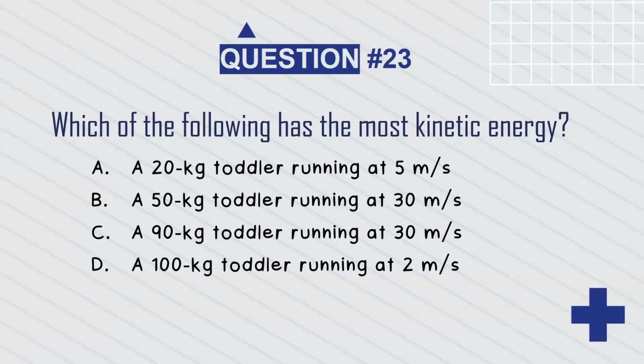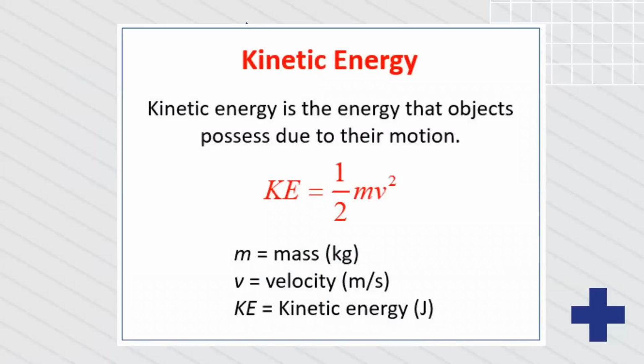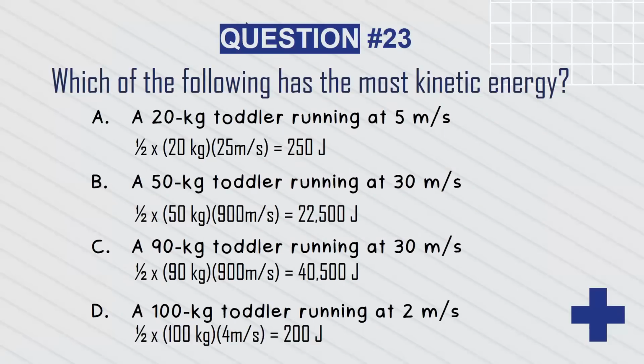So how do we get the kinetic energy? So what is kinetic energy? Kinetic energy is the energy that objects possess due to their motion. So the formula to get the kinetic energy is KE equals 1/2 mv squared, where m is the mass in kilograms, v is the velocity in meters per second, and KE is the kinetic energy in joules. So for letter A, 1/2 times 20 kilograms times the square of 5 meters per second, which is equal to 25 meters per second. That gives us a 250 joule kinetic energy.